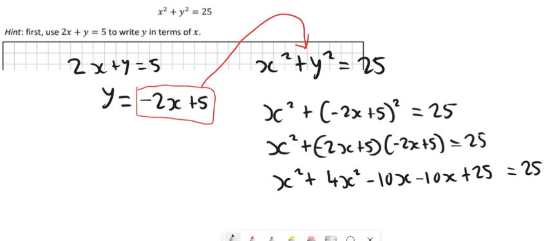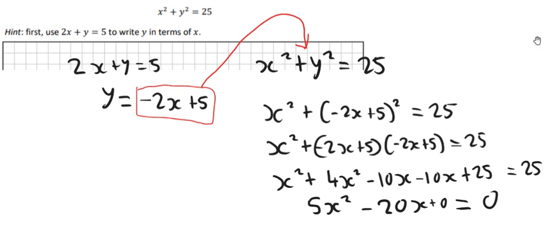Next, x squared plus 4x squared, that will give me 5x squared, minus 20x. And then if I take this 25 and bring it across the equal sign, it becomes a minus 25 on the other side. So then I just have 25 minus 25. So I don't have anything there, I just have equals 0. Or you could put in a plus 0 in there.